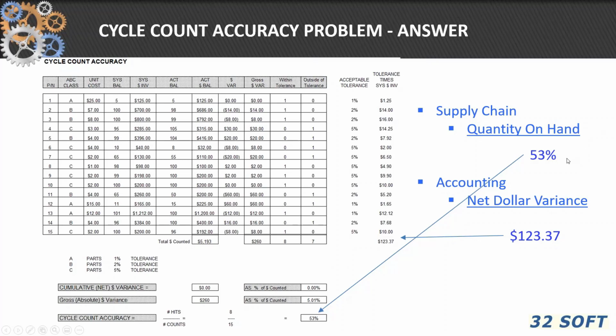Boy, that's pretty bad. MRP, scheduling, shipping isn't going to work very well with a 53% cycle count accuracy. However, accountants might be very happy because their net dollar variance is only $123. So from a financial point of view, maybe I've got a fairly accurate inventory. From an on-hand point of view, no, you need to improve it. So we want to pay attention to our quantity on hand accuracy, not just the net dollar variance.